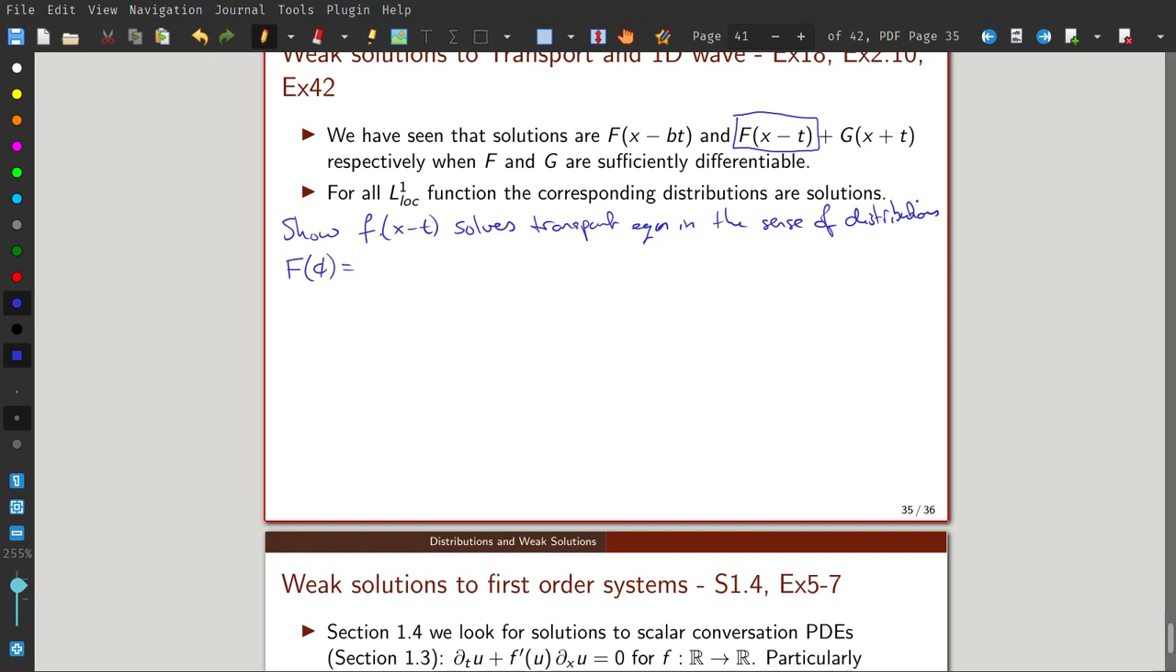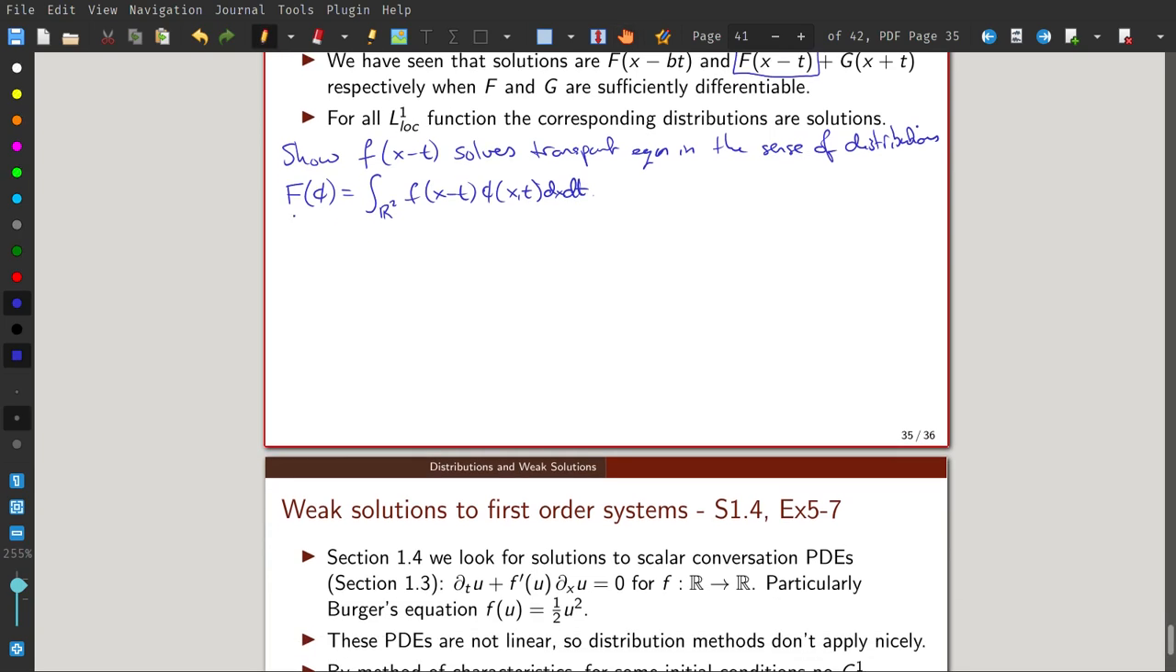So how does F act on a function phi? Well, it acts on a function phi by integrating over all of space the function f times phi of x, t, dx dt. Okay, so that's the corresponding distribution. And so what we want to do is show that F solves the equation in the sense of distributions.